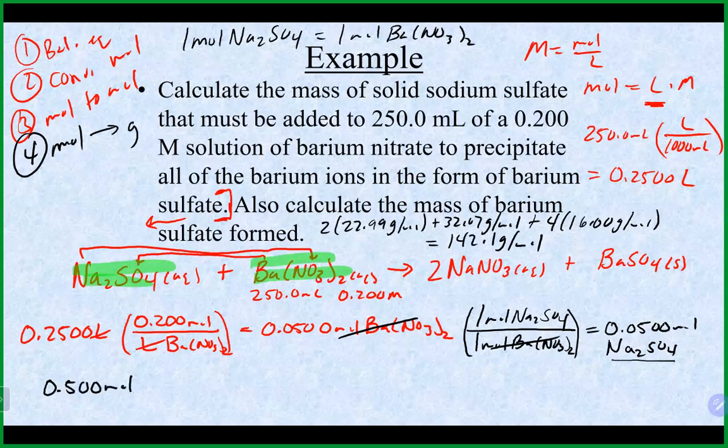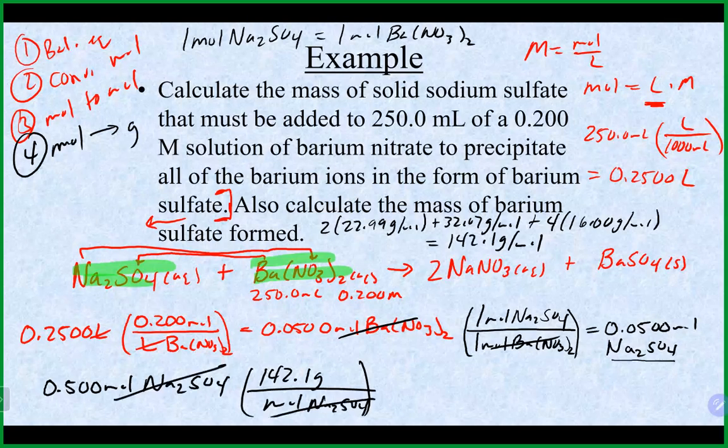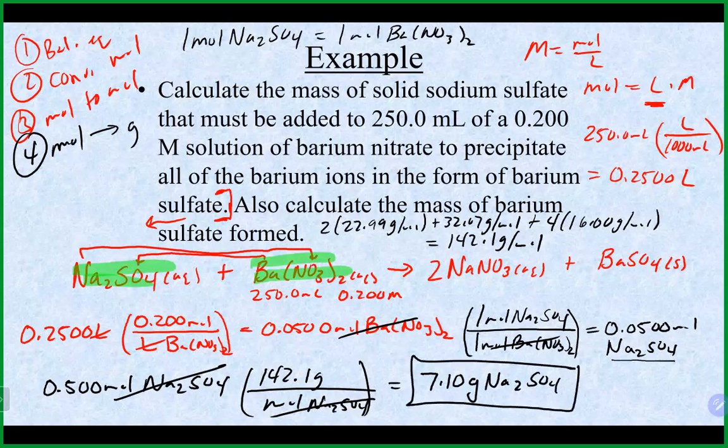would have to put in there with it. Using our molar mass from the periodic table, 142.1 grams per mole, grams up on top. So we end up with grams, moles cancel. Looks like about 7.1 grams of sodium sulfate would be needed in this case.